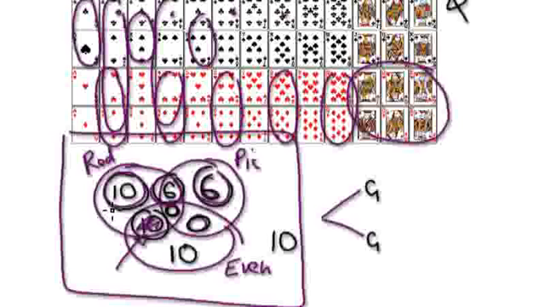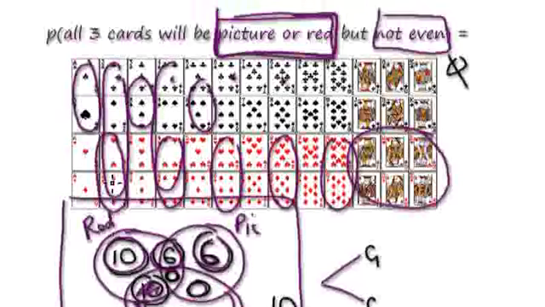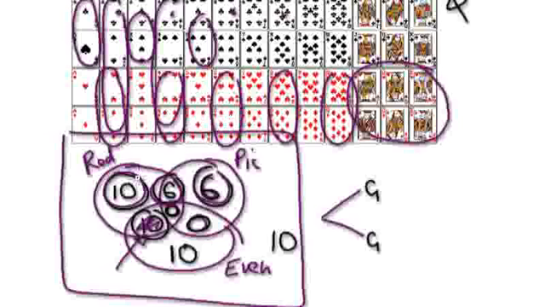Once you've drawn your Venn diagram, it's easy to see. Picture or red, but not even, basically means these 3 here. So that would be 10 plus 6 plus 6, which is 22. So 22 over 52. That means the other would be 30 over 52.